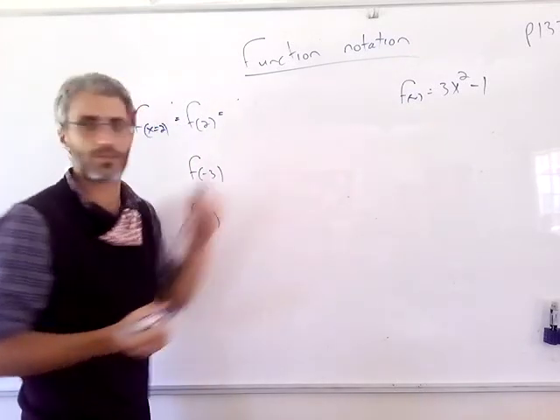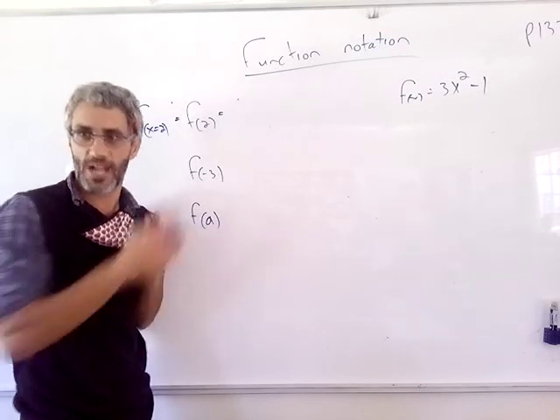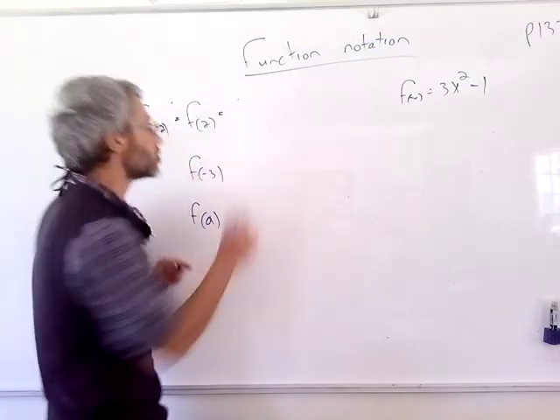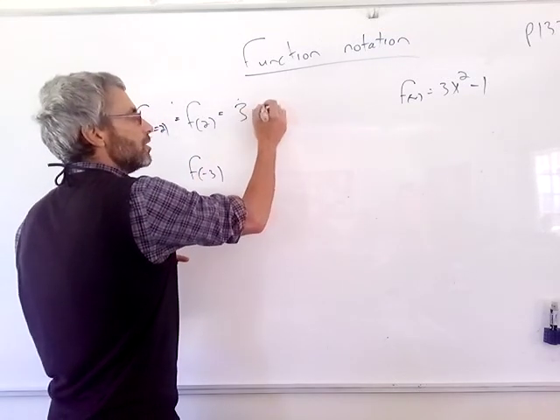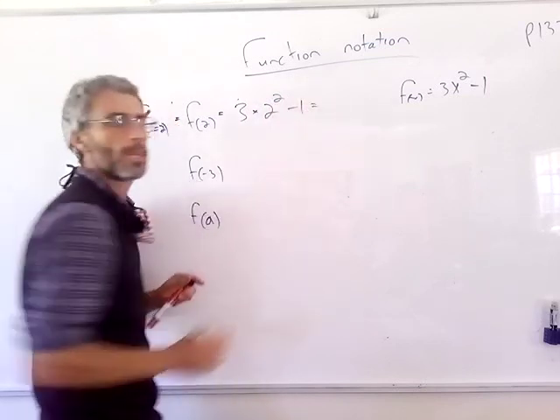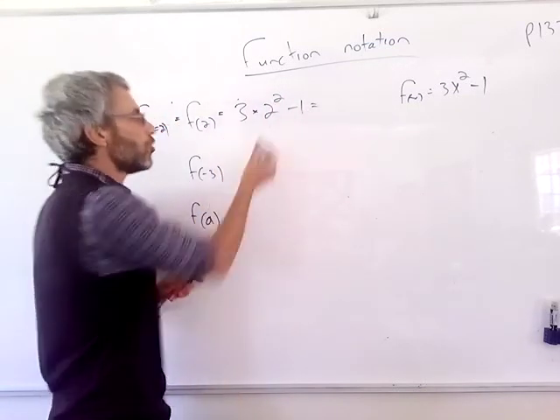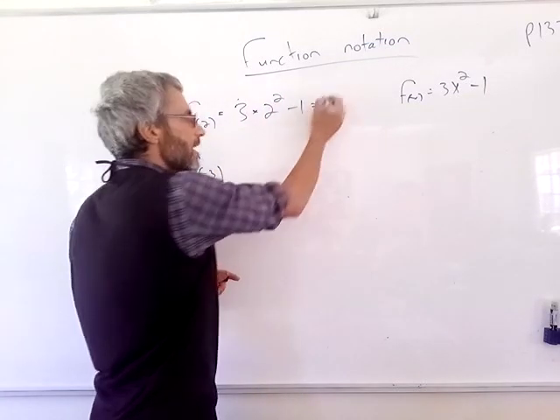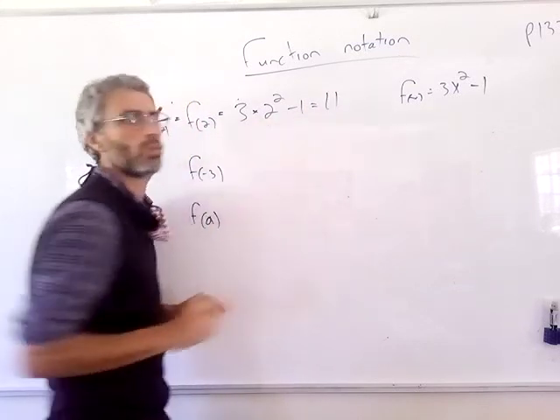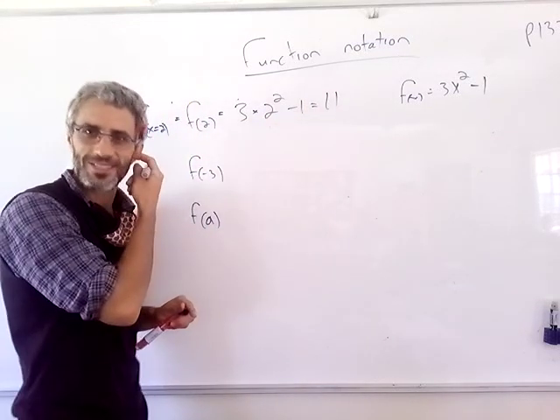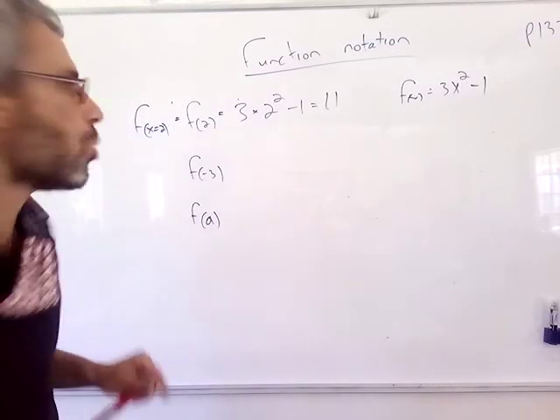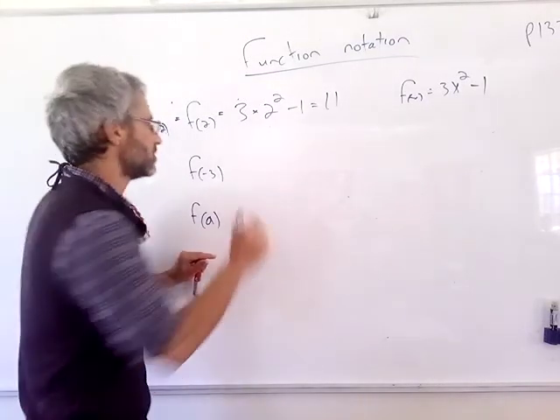So how do I know that? If I know what this function is, now we have a specific function, I substitute. So we're going to 3 times 2 squared minus 1. 4 minus 1. 4 times, how much? 11. 4 times 3, 12 minus 1, 11. Hang on. Well, let's do one more. Let's do one more. Okay?